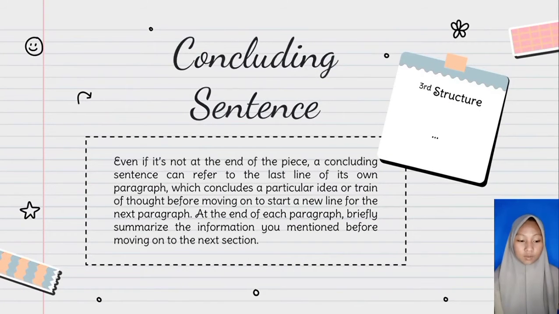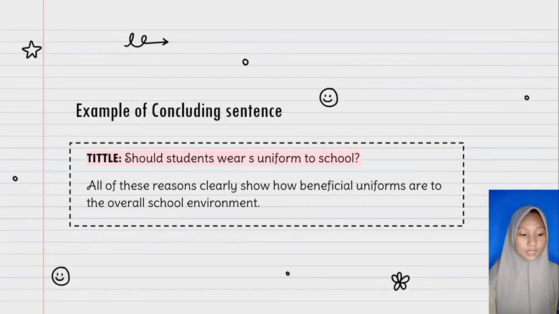Concluding sentence. Even if it's not at the end of the piece, a concluding sentence can refer to the last line of its own paragraph, which concludes a particular idea or train of thought before moving on to start a new line for the next paragraph. At the end of each paragraph, briefly summarize the information you mentioned before moving on to the next section.